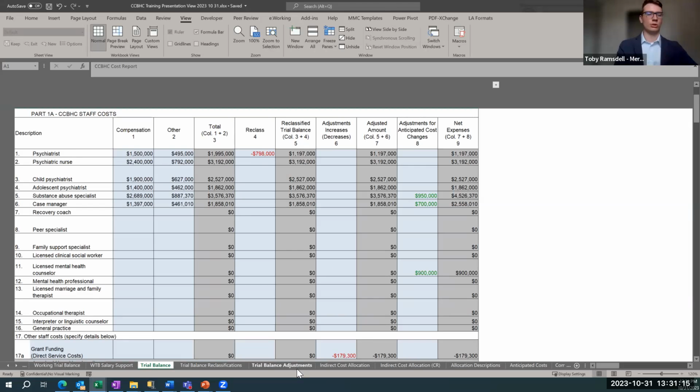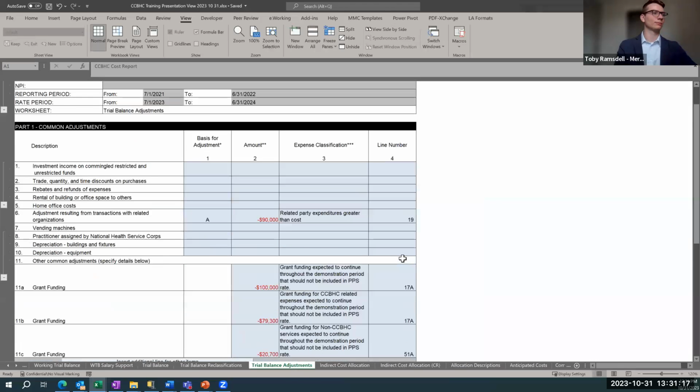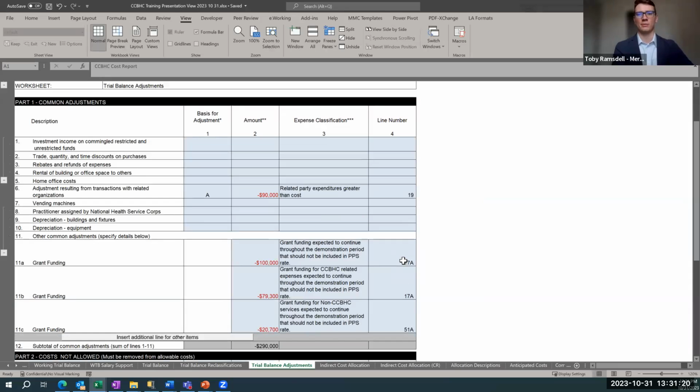All right, moving through to the trial balance adjustments. I've got a couple different items here. So let's walk through a couple different transactions that would need adjustments. The first one I already explained a little bit, but it is a related party expenditure above cost. So again, that one relates to line 19, which was the DCO. So if the DCO expenditure was greater than the cost, the amount over cost would be removed from the cost report.